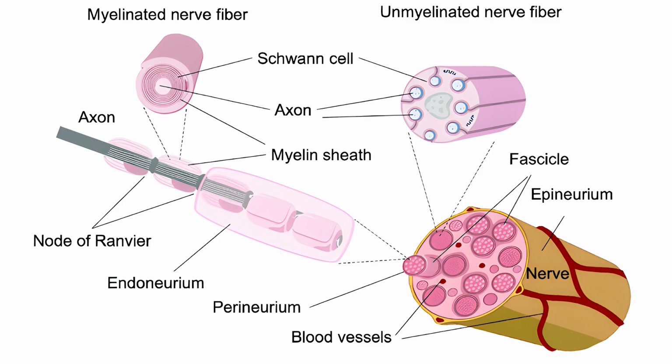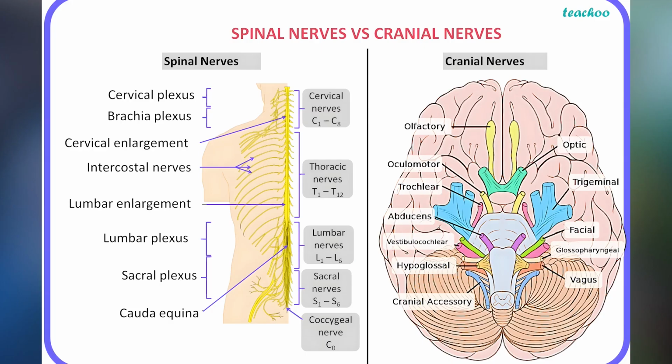Nerves can either protrude from the spinal column or from the brain directly. The nerves that protrude from the spinal column are called spinal nerves, and there are 31 pairs of those in humans. And there are 12 cranial nerves which protrude directly from the brain, the base of the skull, basically. Now these nerves connect up either the spinal column or the brain, depending on whether they're spinal nerves or cranial nerves.